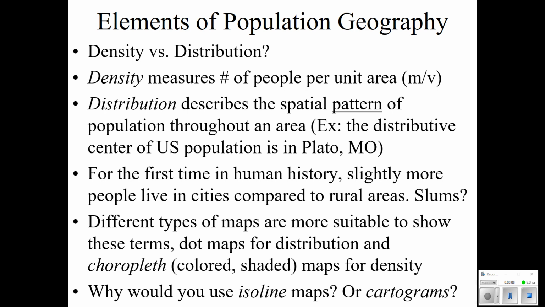Why would you ever use an isoline or a cartogram? Different ways to show the material as well. In class, I showed you a cartogram of Asian countries that are big rice producers. An isoline map, remember, is the one with the squiggly lines. You usually see those on the Weather Channel a lot when they're trying to show you temperature changes in the water with a hurricane approaching or something like that.